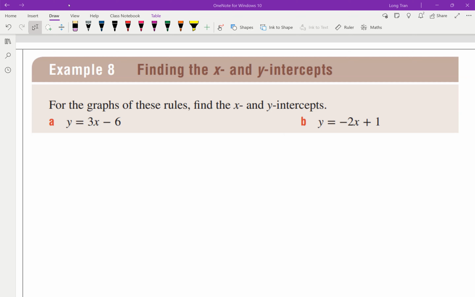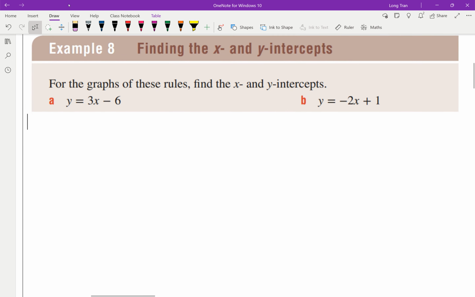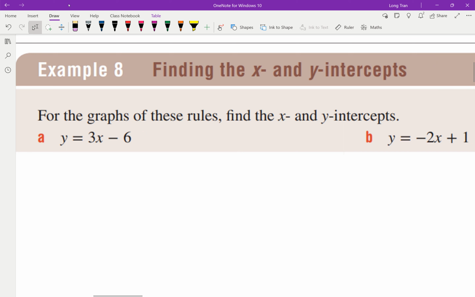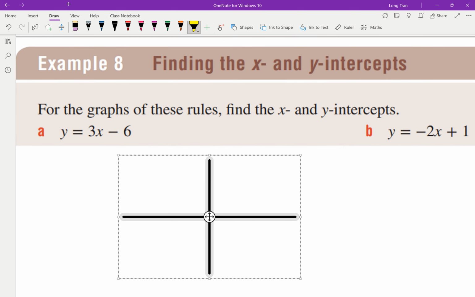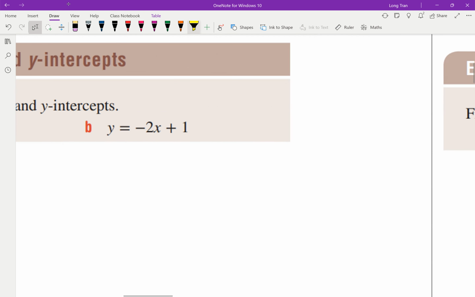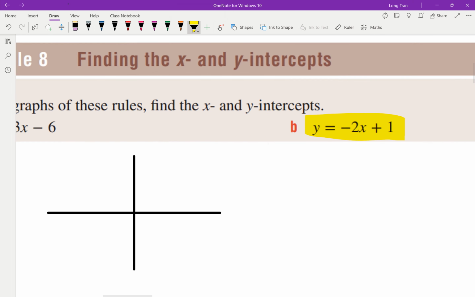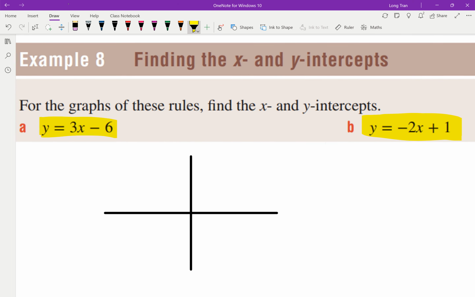Hey there, for this example, we are looking at finding the x and y intercepts. So in our lesson, the x and y intercept, remember, it is to find where this straight line crosses the axes. Each and every one of these equations, remember, is a straight line. So this is a straight line if you sketch it, and this is a straight line when you sketch it.